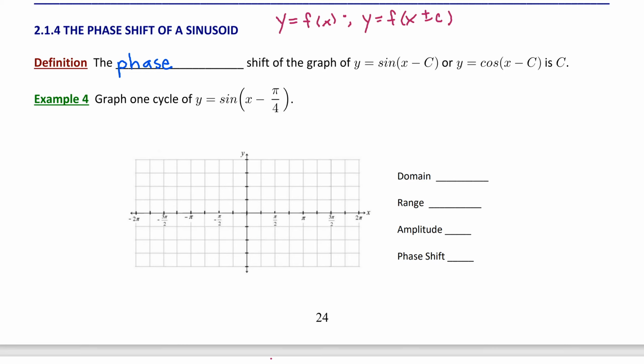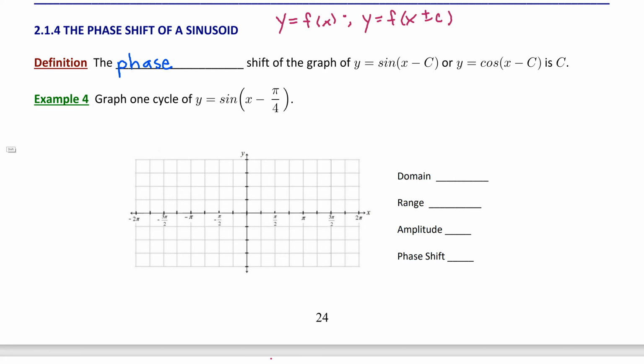So let's practice graphing a sine wave that has a phase shift. Now, anytime we graph a sine wave, we're definitely going to need to include the 5 key points on at least one fundamental cycle of the graph. So we're going to graph y equals sine of x minus pi over 4.